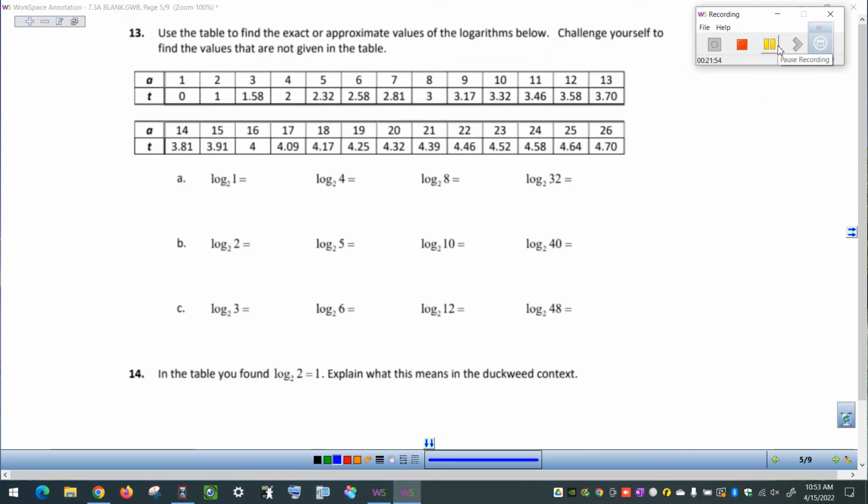All right, so in this next section, we're going to revisit those time and area tables that we looked at on the other side, and we're going to use that to help us evaluate some more logarithms. So if we take a look here at part A, the first one is asking for log base 2 of 1. And for each of these, we can just think about what this represents in the story. So this is asking, how many days does it take to grow to a size of 1? Well, we can answer that here in our table. If we look at an area of 1, we can see that the time it took to get there, sounds weird, was 0 days.